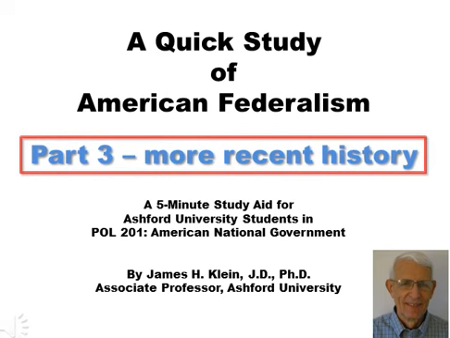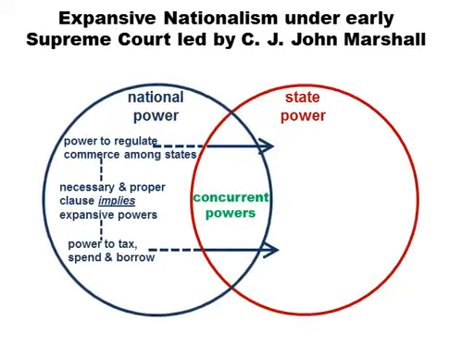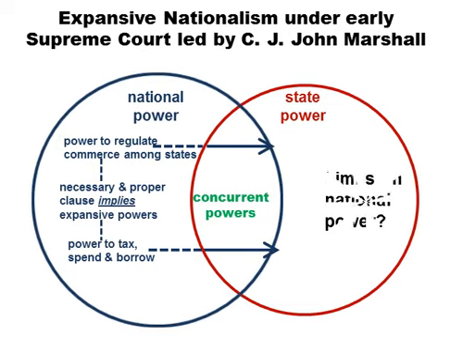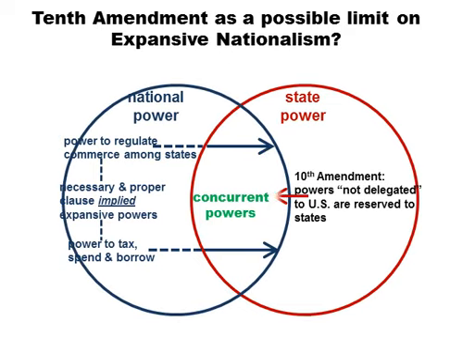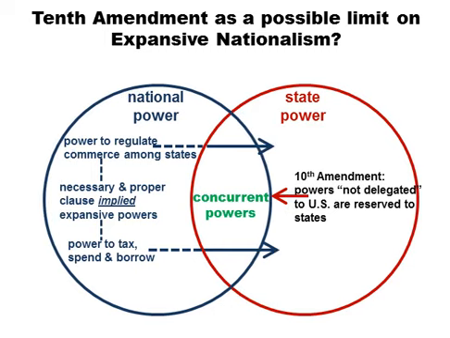This is part 3 of a quick study of federalism for students of American government. Part 2 showed how the early Supreme Court grew national power. Some opponents of this trend saw limits in the 10th Amendment, which says powers not delegated to the United States are reserved to the states. A problem with this view is that the Necessary and Proper Clause delegates power. Marshall merely relied on that delegated power.